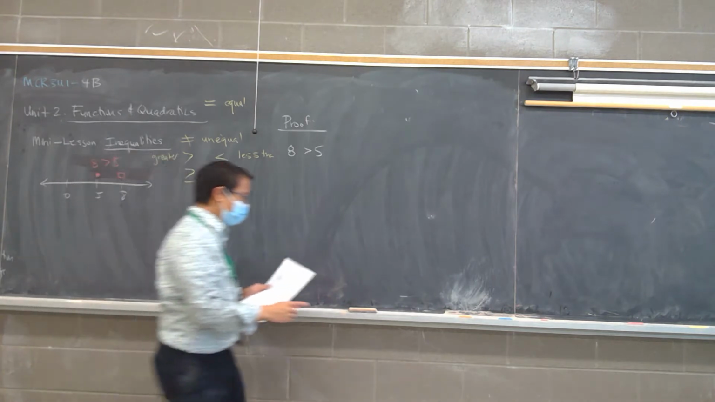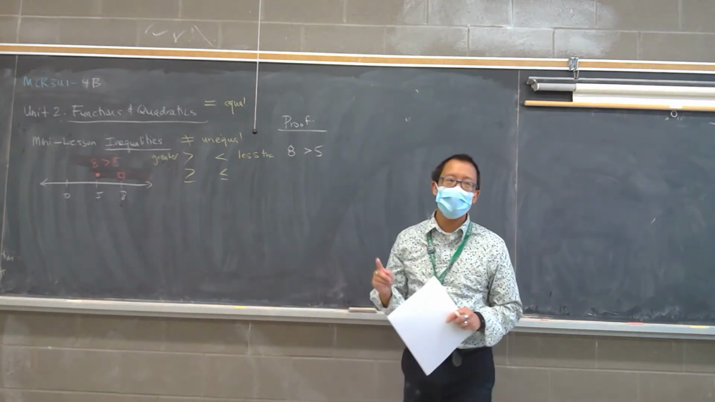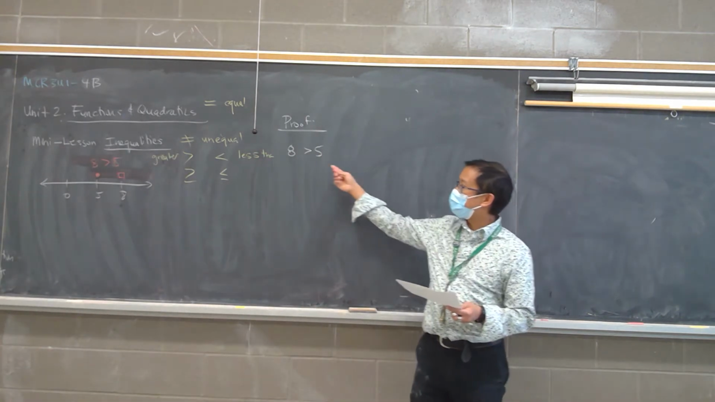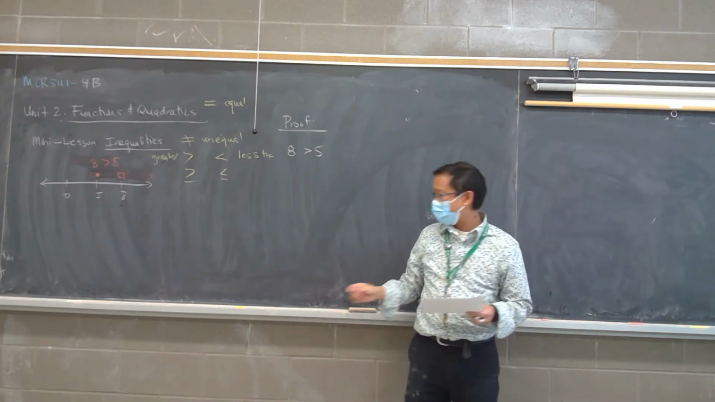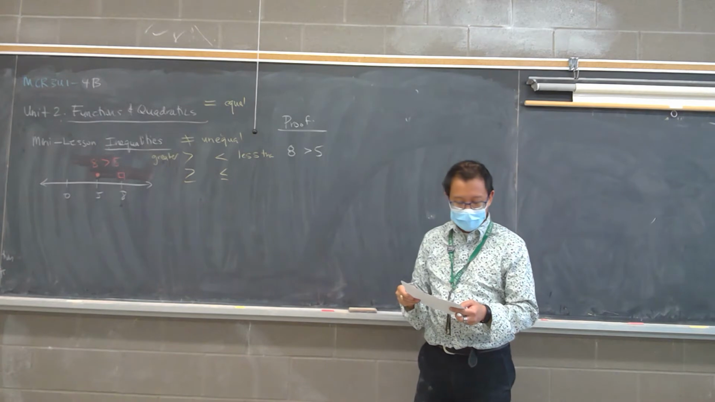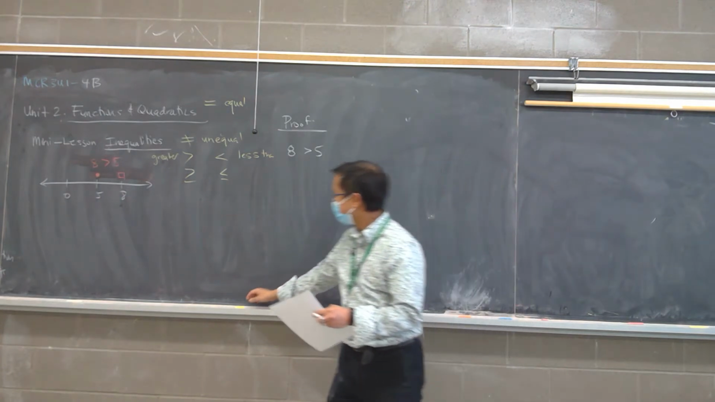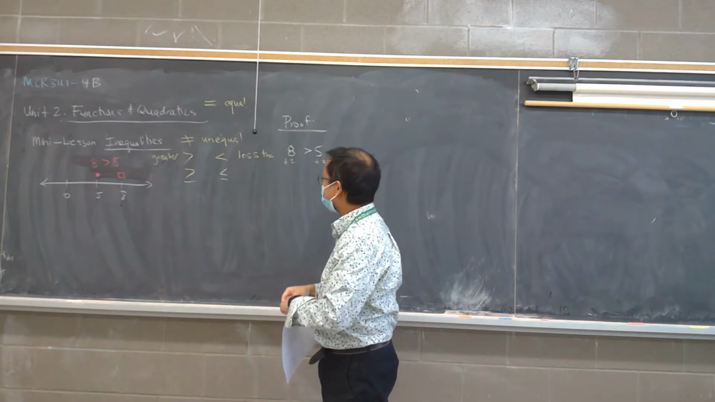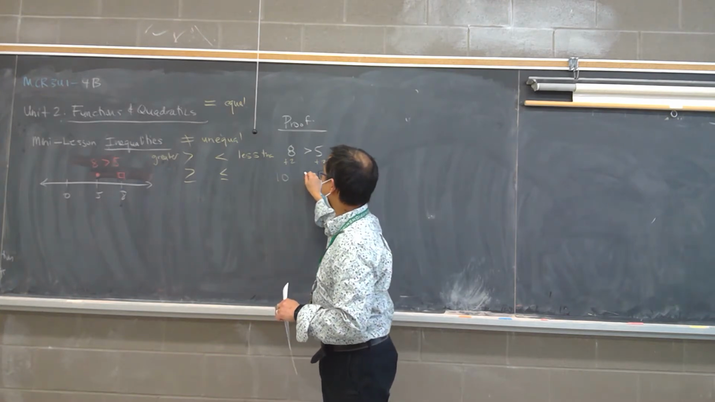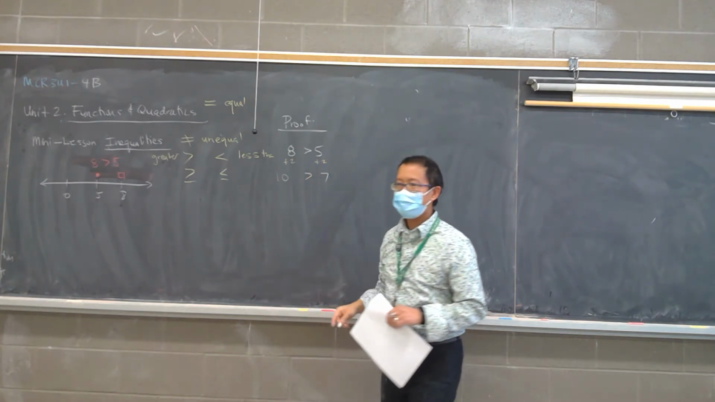Okay, so now we got to actually take a look at proofs of working with inequalities. And now we're going to take this true statement, 8 is greater than 5, and we're going to follow along. And as you can see from the table, it says add 2 to both sides. If we add 2 to both sides, what do we get? Well, we get 10 is greater than 7.